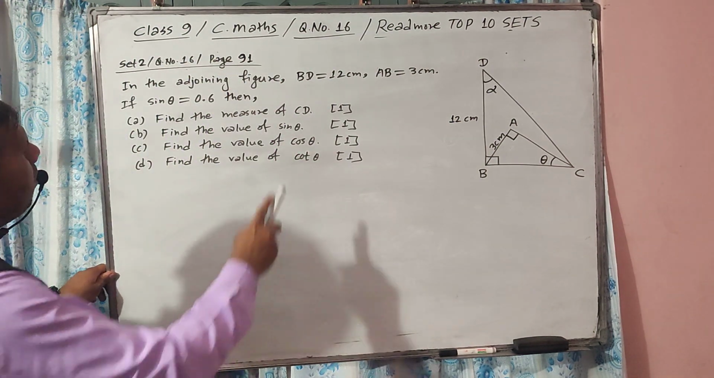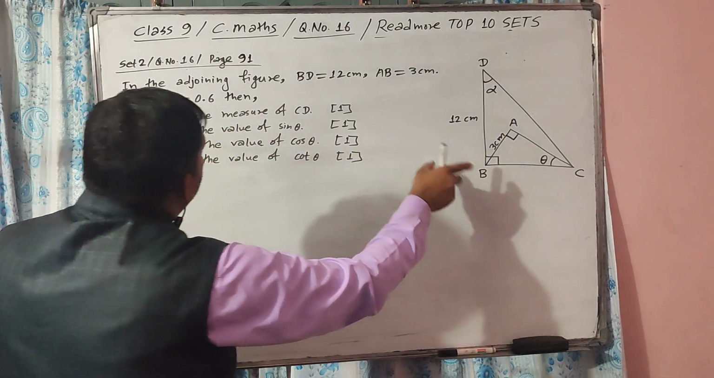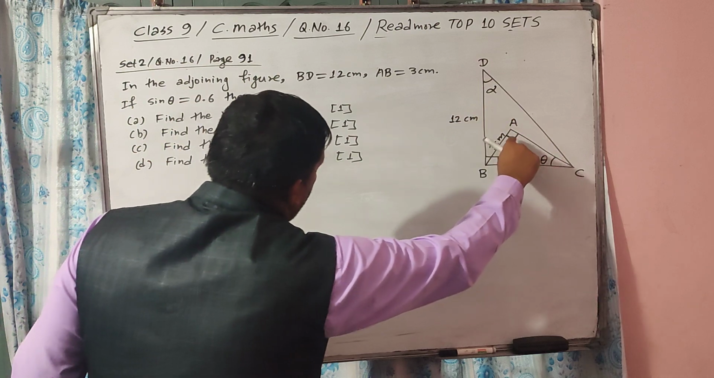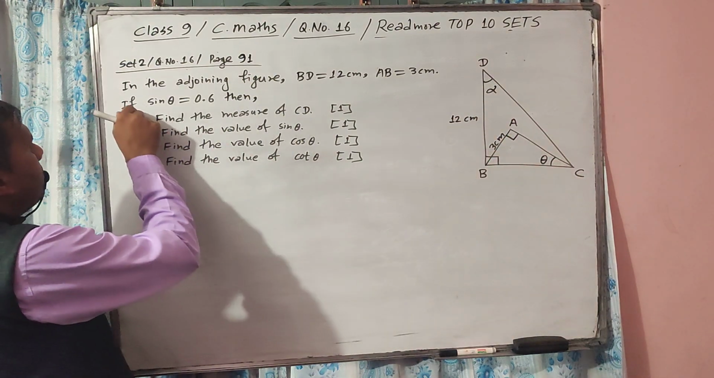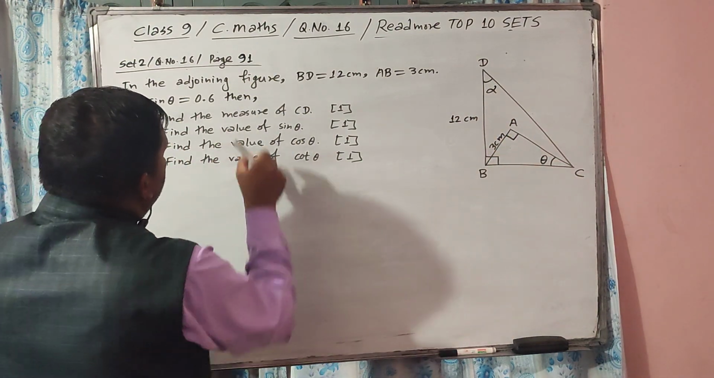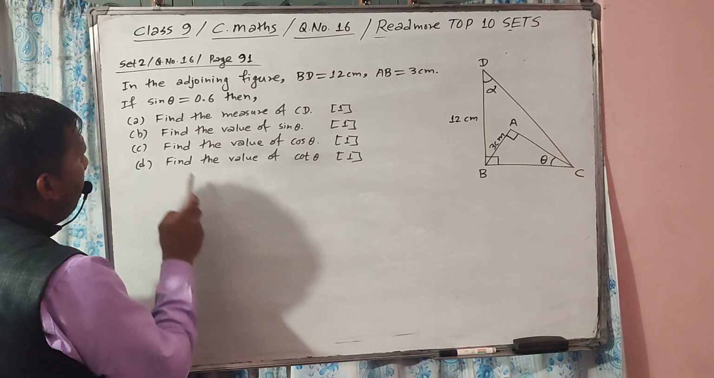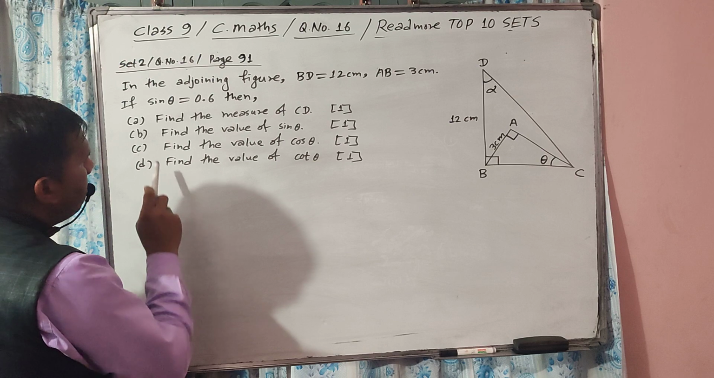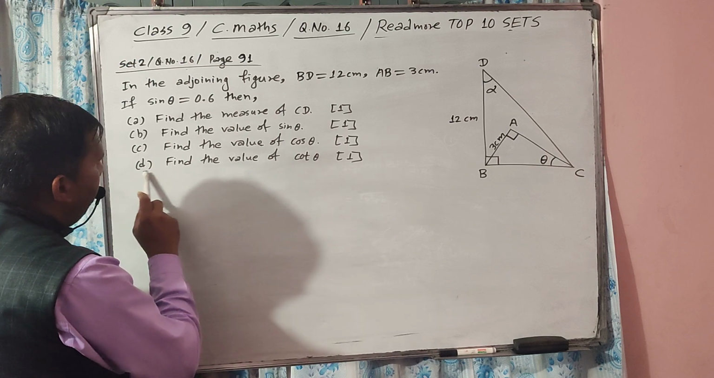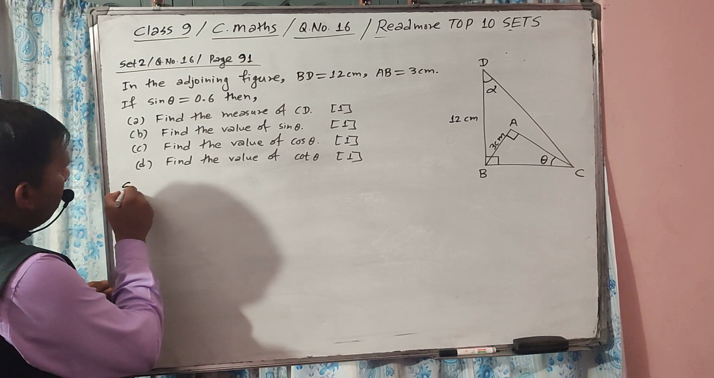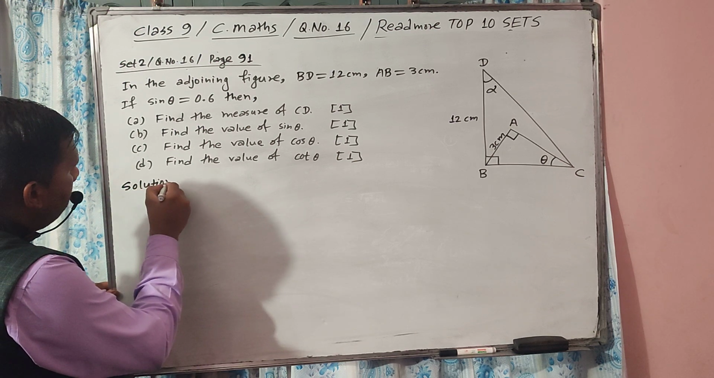The question is, in the adjoining figure, BD equal to 12 cm, AB is 3 cm. If sin theta equal to 0.6, then A, find the measure of CD, B, find the value of sin theta, C, find the value of cos theta, and D, find the value of cot theta. Now, we do its solution.